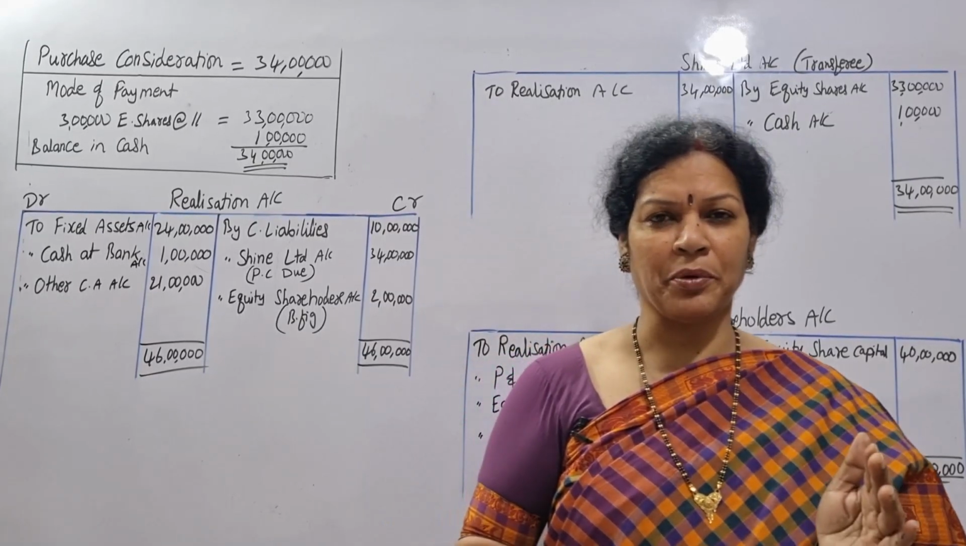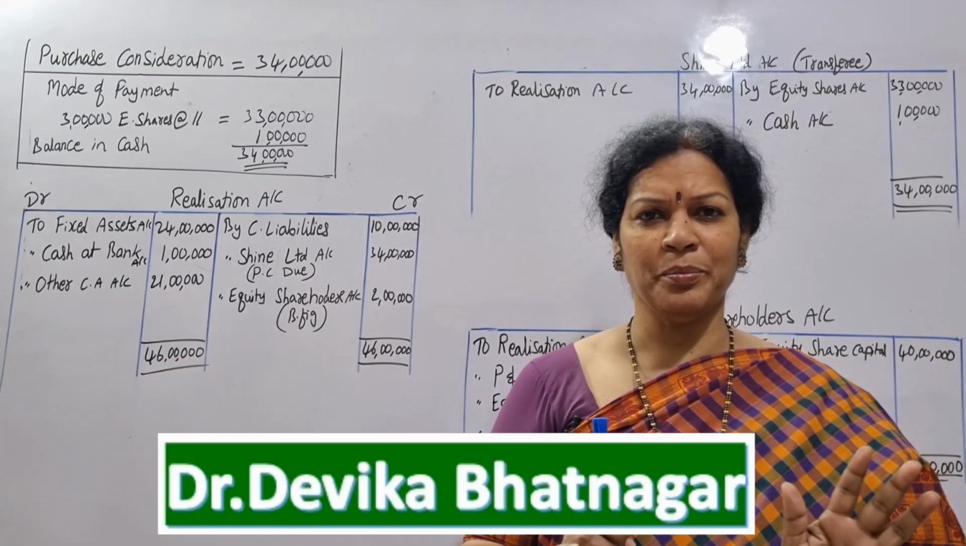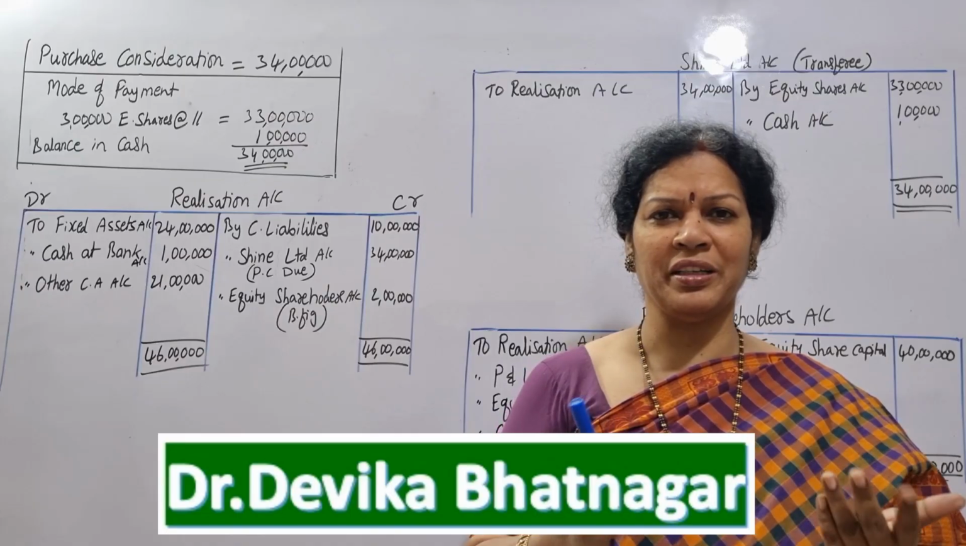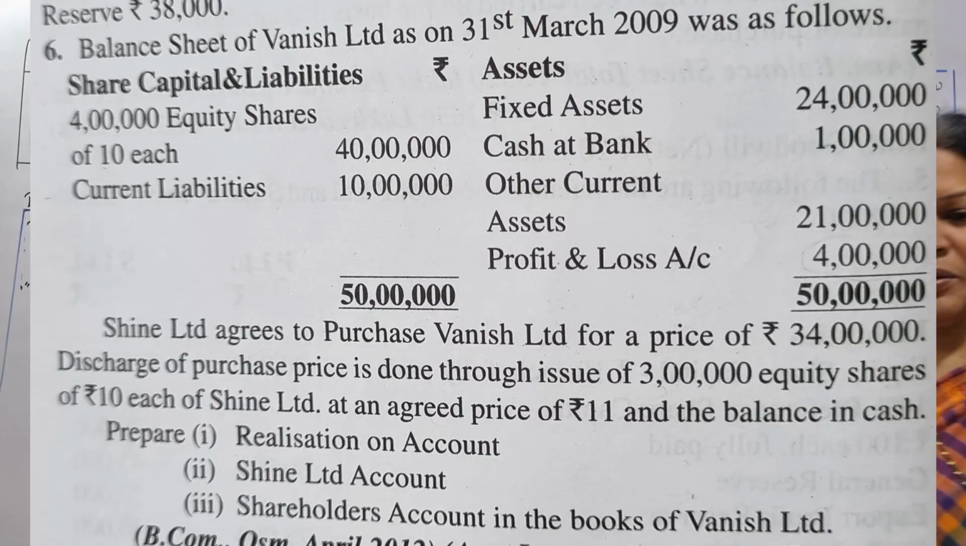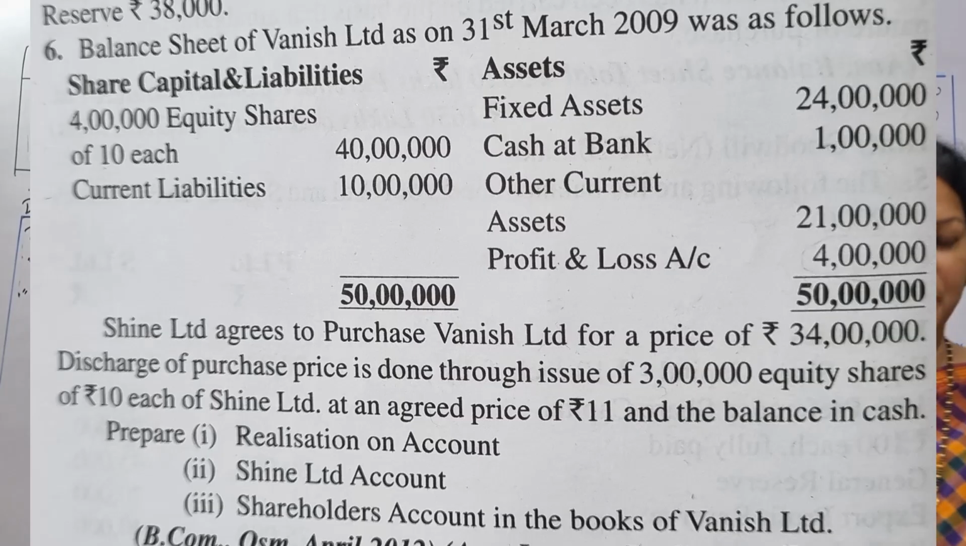Today we will see one problem without journal entries. Simply, we can open the ledger accounts by reading the problem. Very easy, and the problem is given on the desktop. You can note it down or take a screenshot. Let me read the problem first, then after that we'll see the solution.